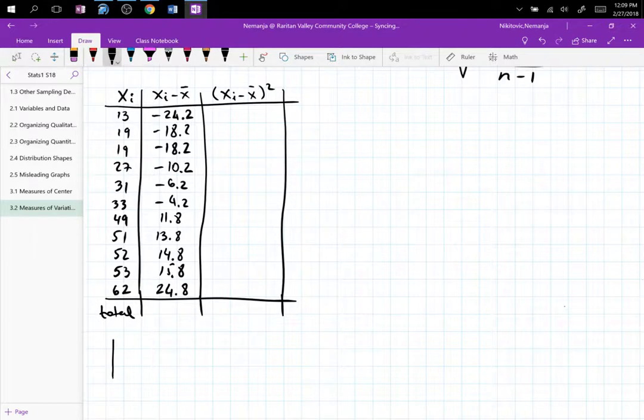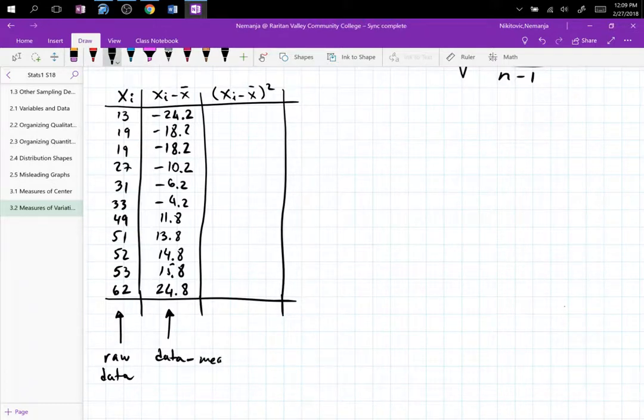So this column here is the raw data. This over here is data minus the mean. Data minus mean. And now the last column will be squaring each one of the values from before.